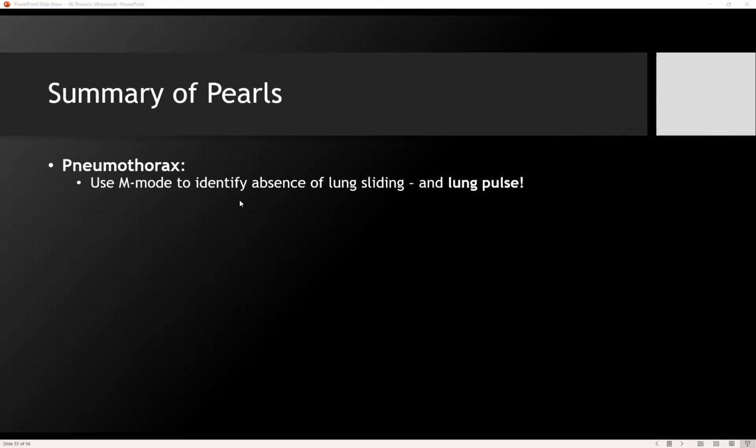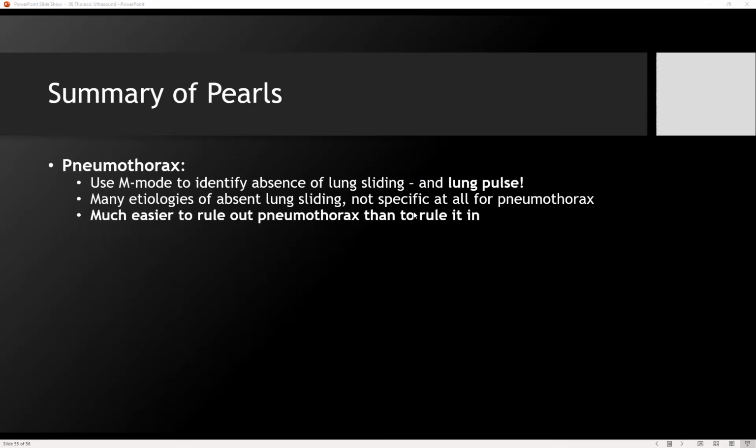For pneumothorax, use your M-mode to identify the absence of lung sliding, but also lung pulse. Don't forget about lung pulse. There are many etiologies for absent lung sliding. They're not all specific for a pneumothorax, and it's much easier, in my view, to rule out a pneumothorax using lung pulse than to rule it in by finding lung point.